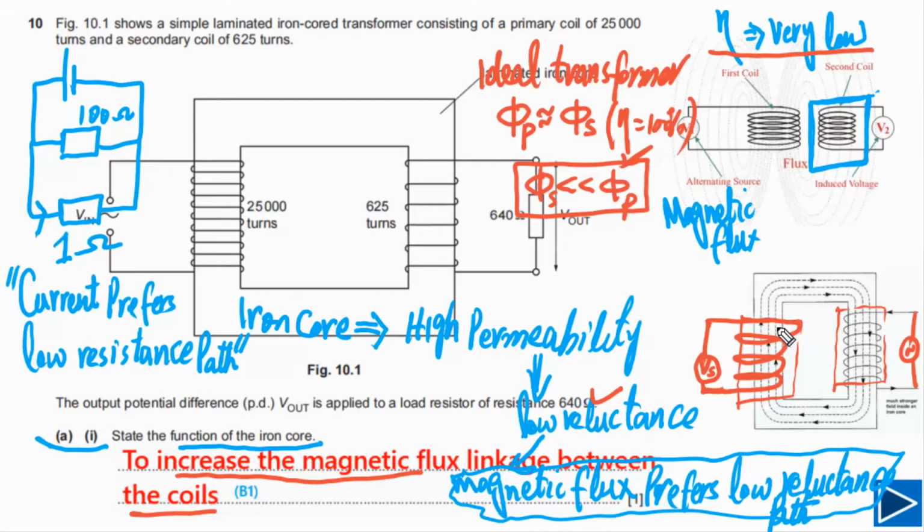So the iron core will capture the magnetic flux, and the magnetic flux will not escape into the air because air has high reluctance, and magnetic flux prefers a low reluctance path. So the flux will stay in this iron core, and the flux in the primary coil and in the secondary coil will be the same. So this is the reason behind using an iron core.